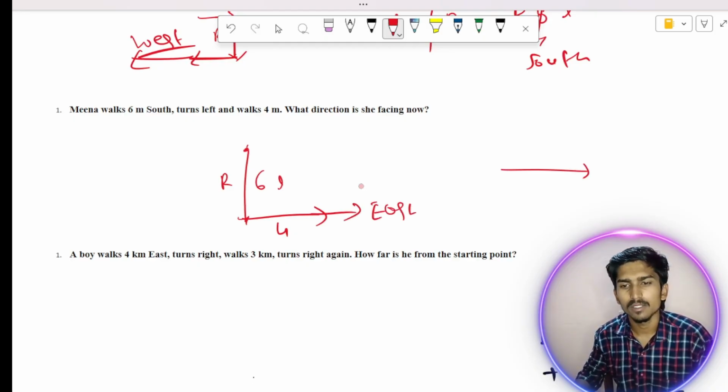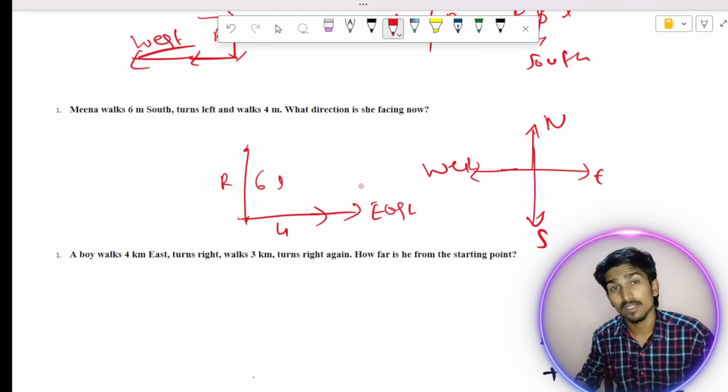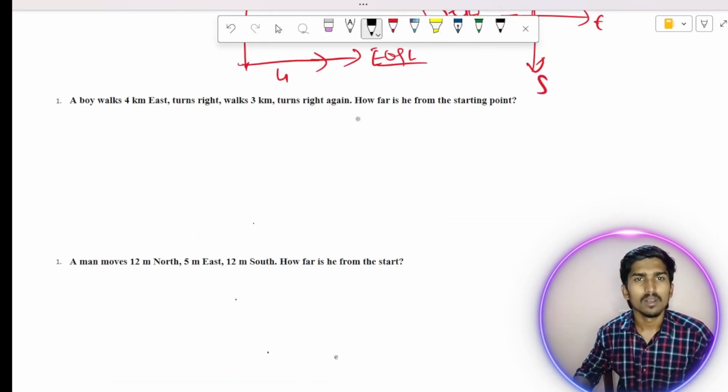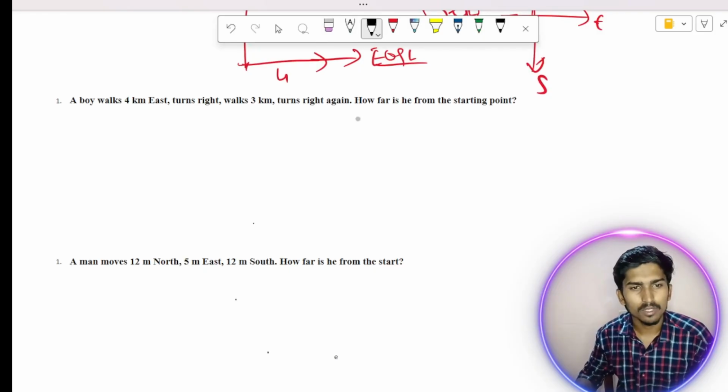Very simple. This is east, this is north, this is south, this is west. Which direction is she facing? East direction. That's all. Simple question. These three are very simple questions. Okay, now a boy walks 4 kilometer east.